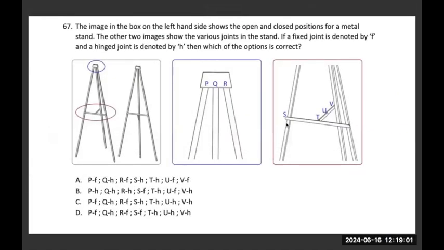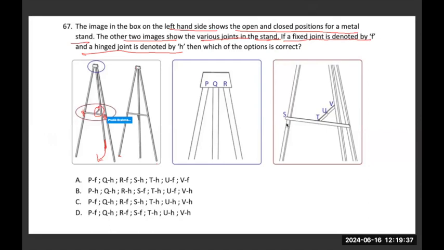The image in the box on the left hand side shows the open and closed positions for a metal stand. The other two positions show the various joints in the stands. If a fixed joint is denoted by F and a hinge joint by H, which option is correct? In this case, in this metal stand, this member comes in the front and aligns with the other two metals. Which means this part will be movable and these 2 points have to be fixed.